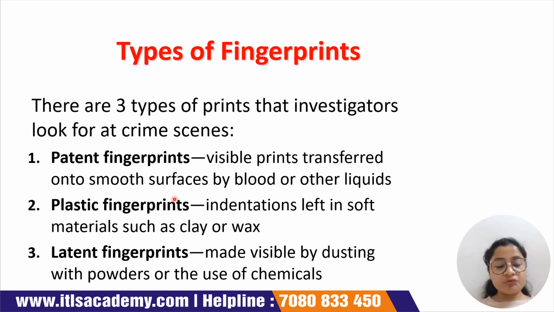So firstly, what we have is patent fingerprint. Patent means something which is very unique or very personal, which is very own. So patent fingerprints will be visible fingerprints transferred onto smooth surfaces by blood or other liquids. Means a fingerprint which is properly visible, no confusion, it's not hidden or unclear. That's why it's patent. So there will be visible fingerprints transferred onto smooth surfaces either by blood or other body fluids or any other liquid which may be present in the crime scenario.